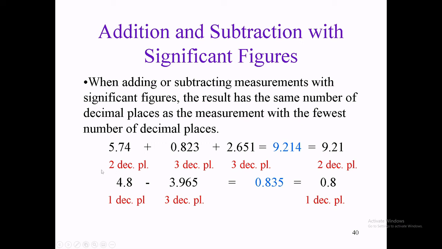When we're doing subtraction, we have the same thing here. We only get 1 decimal place in this case. Our number comes out as 0.835. So we go to our 8 here. We're going to round that number down because this is a 3. This number is actually only 0.8 at this point.